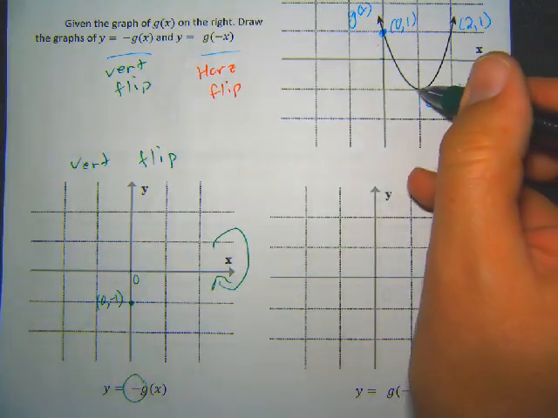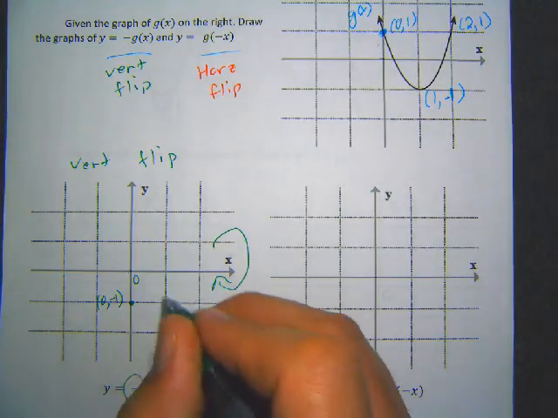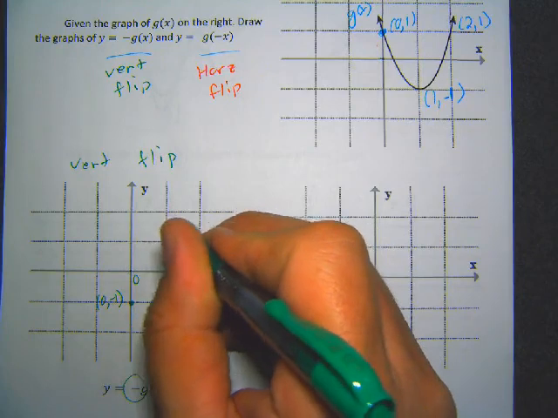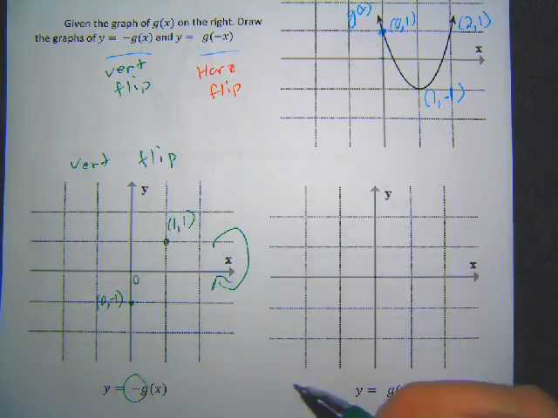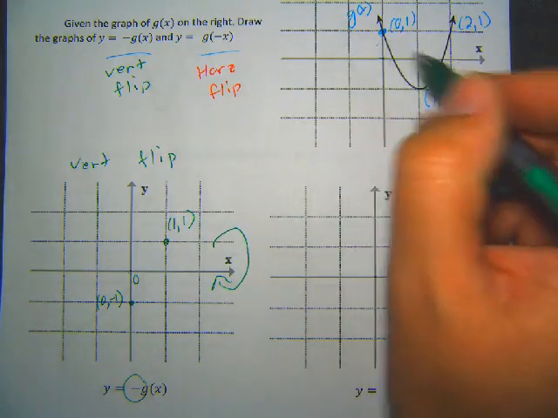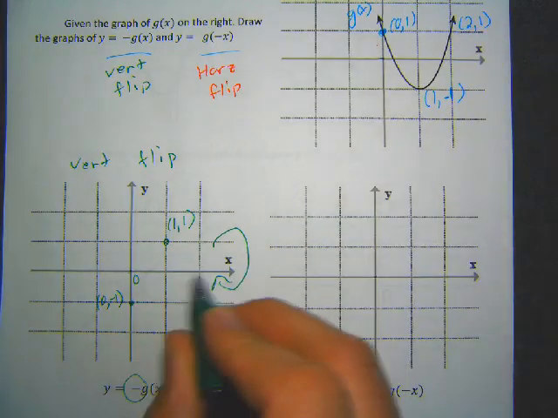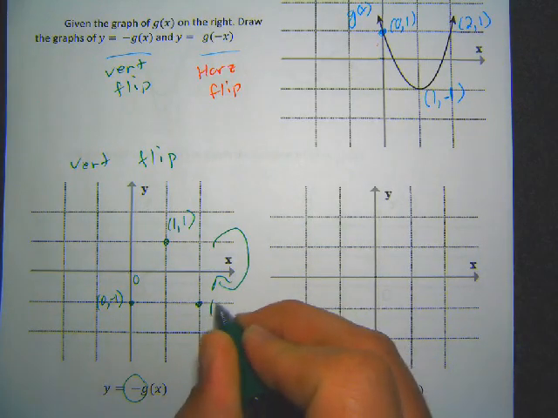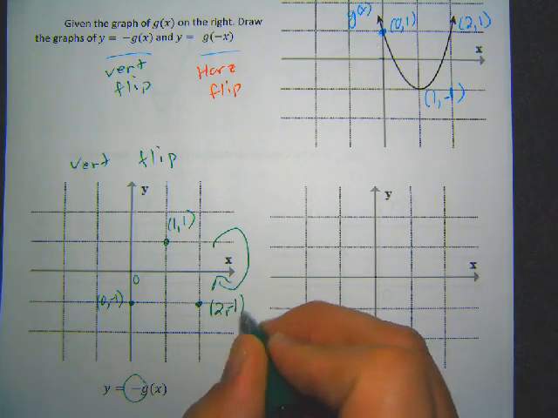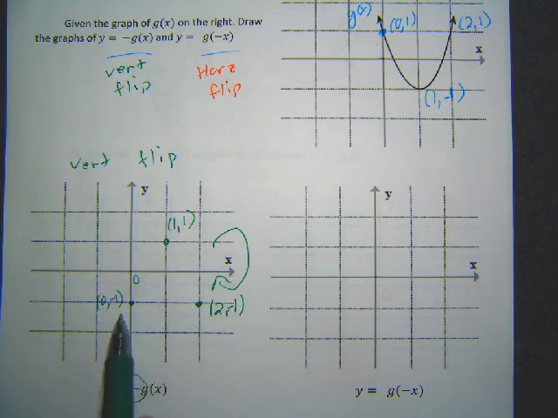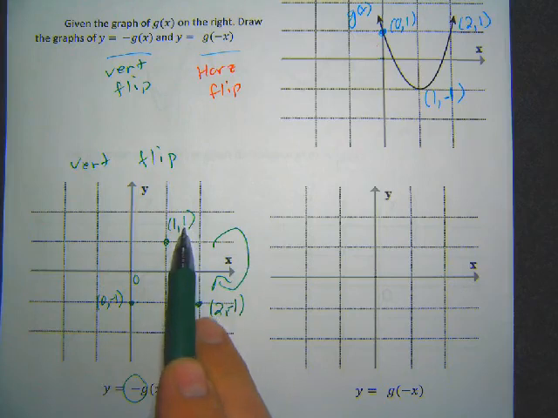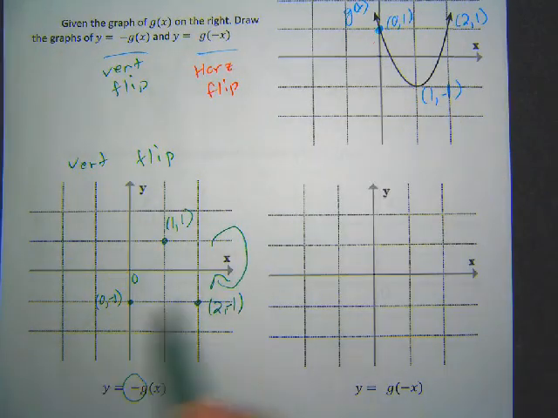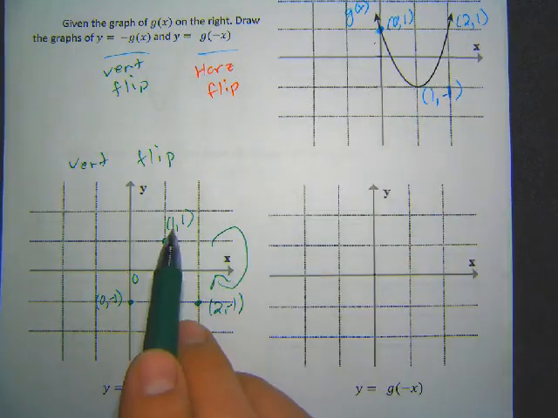This point here, I have 1, negative 1. Well, instead of being down here at 1, negative 1, it's going to be flipped up to 1, positive 1. The last point I have is 2, 1. Instead of being up here at 2, 1, it's going to flip over and be down here at 2, negative 1. So notice what I actually did to get this: every time I just took the y value and changed the sign. If it was positive, I changed it to a negative. If it was negative, I changed it to a positive.